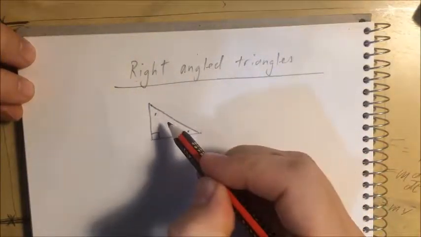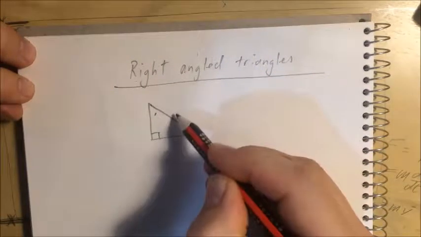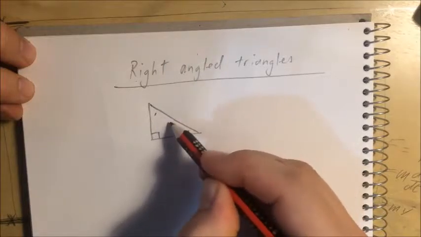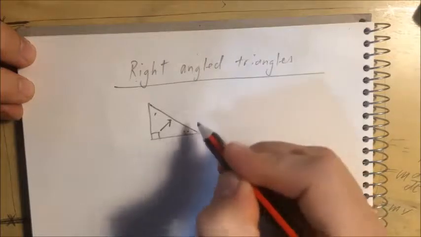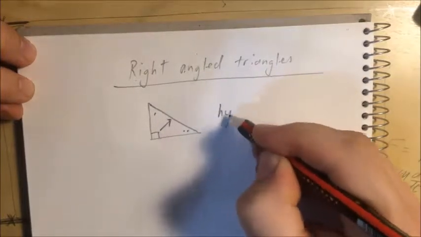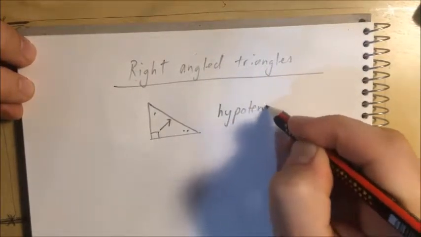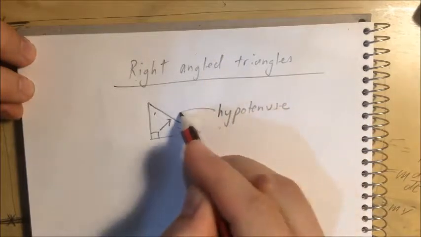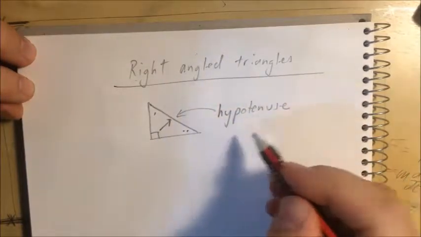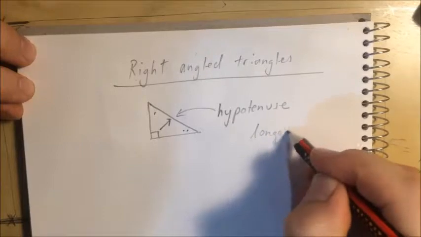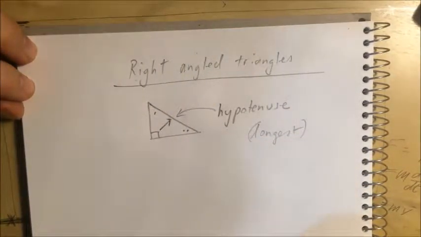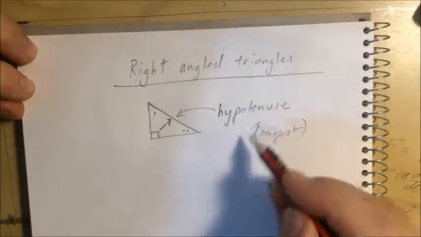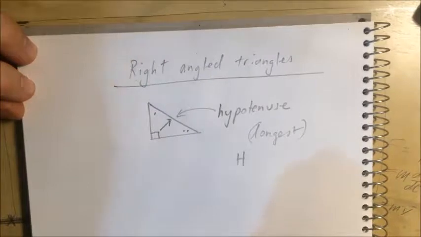One other thing with the right angled triangle is that you can identify the hypotenuse, which is always opposite the right angle. The hypotenuse is always the longest side in a right angled triangle. And usually we call this H. Okay?